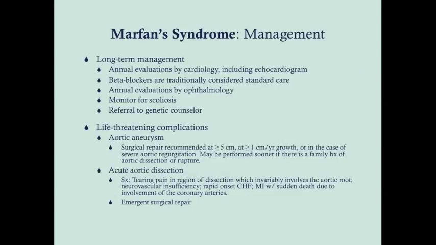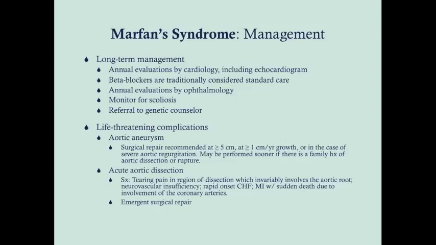The long-term management for Marfan syndrome is preventative and surveillant. So you get annual evaluations by cardiology, including an echocardiogram to make sure that the aortic root is normal or that the progression is stable. Beta blockers are traditionally used to reduce the risk of aortic dissection. Annual evaluations should be done by ophthalmology, particularly looking for lens dislocation. These patients should be monitored clinically for scoliosis, and then, of course, with any genetic disease, they should be referred to a genetic counselor.